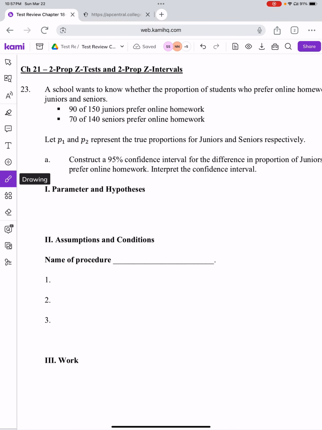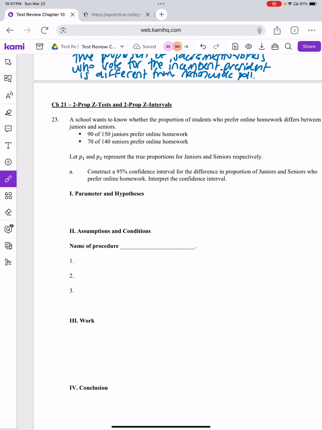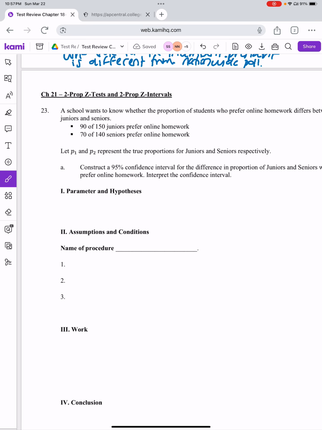Alrighty. So problem number 23. A school wants to know whether the proportion of students who prefer online homework differs between juniors and seniors. So we have two samples here. Let's just call p hat 1 is 90 out of 150, for juniors, these are students who prefer online homework. And then p hat 2 is for seniors, it's 70 out of 140.